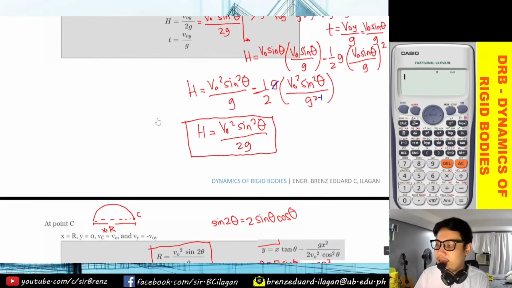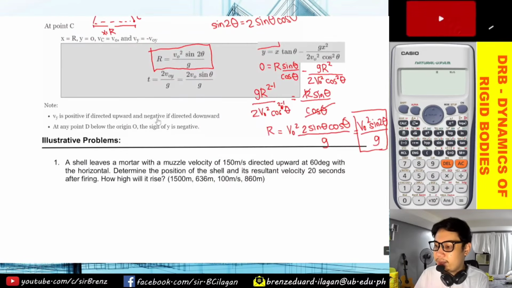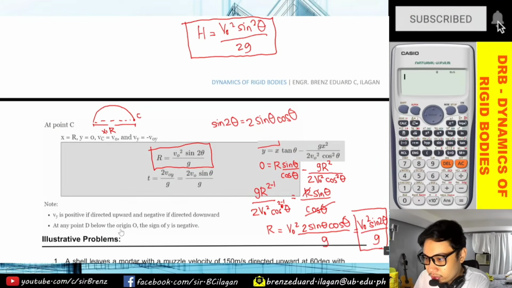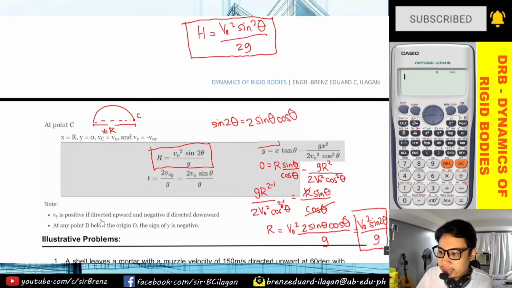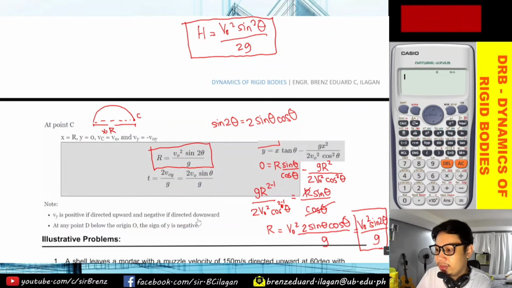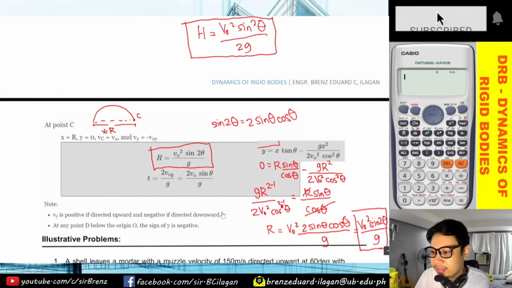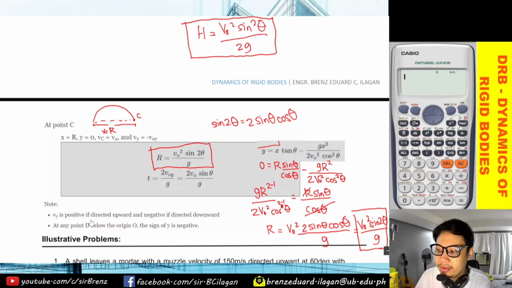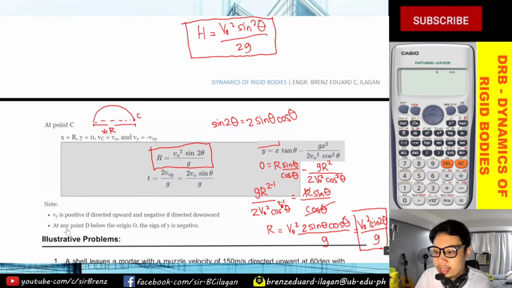Alright, so I think mas ma-appreciate nyo siya kapag nag-solve tayo ng mga problem. So let's start first with, ito pala. Note, mahalaga rin to. So by is positive if directed upward and negative if directed downward. Okay, so same lang din naman sa free fall. So sabi nga, if yung by mo is positive if directed upward, so kung sabay sa direction ng initial velocity, and negative if directed downward. So kapag pababa na siya, at any point d below the origin, the sign of y is negative.